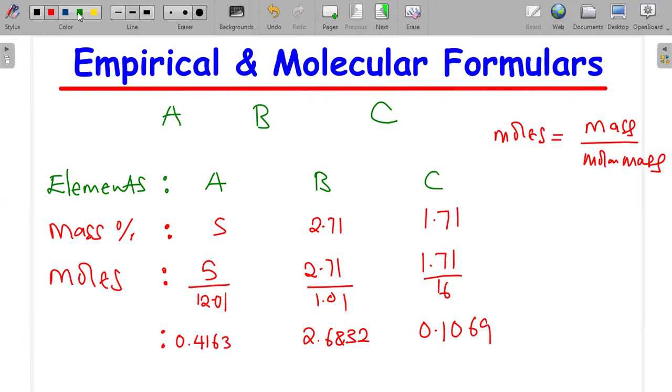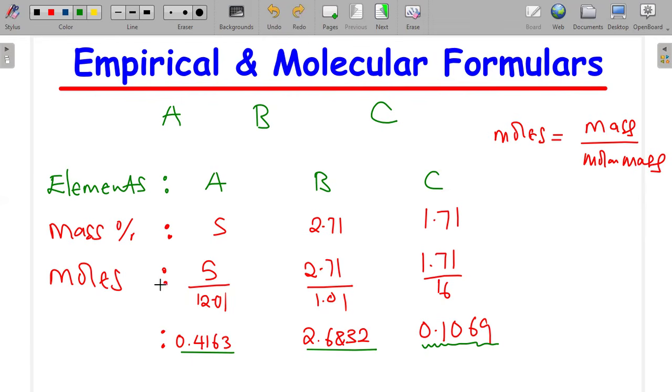Okay, so once you find the moles, the next thing is to find the ratios. So how do you find the ratios? You pick the smallest value for the moles, and then you divide all the moles that you have by that smallest value. So we see that this one here is the smallest, right? So I'm going to divide this and this by this same value, which is the smallest.